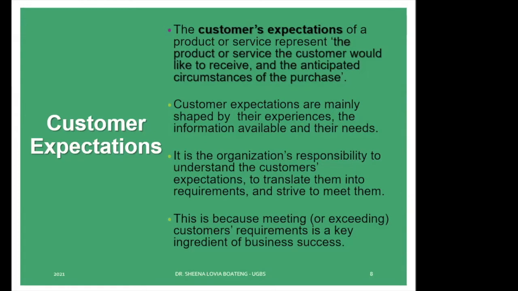So it is important that firms strive to understand the expectations of their customers. Because if you know what they expect, you can translate these expectations into requirements that you have to meet in order to make them happy. So expectations are a core part, in fact, the foundation of customer satisfaction, and how firms can adequately and appropriately measure customer satisfaction in order to ensure that customers are kept satisfied. Please, are we okay? Yes, madam.